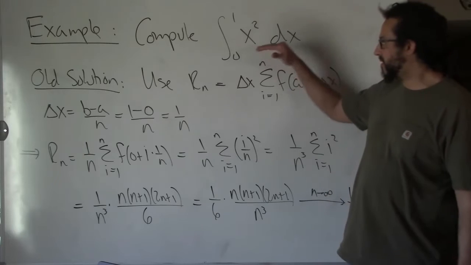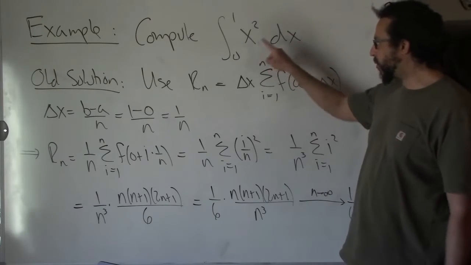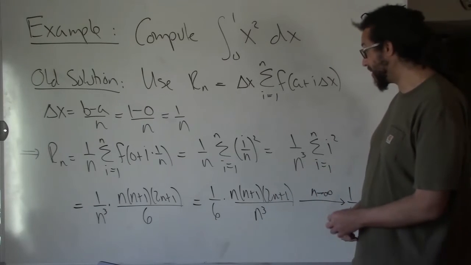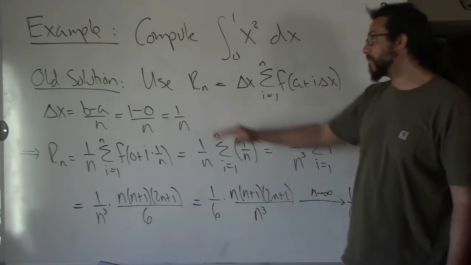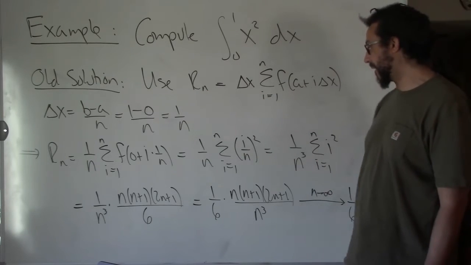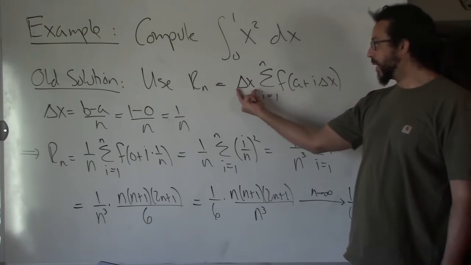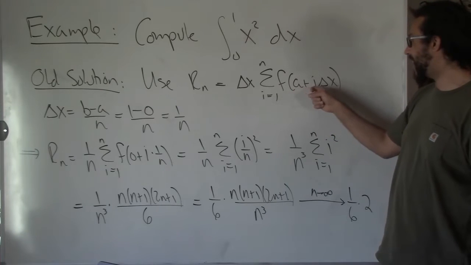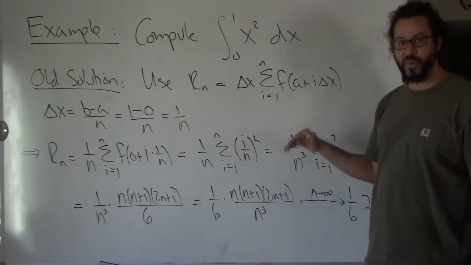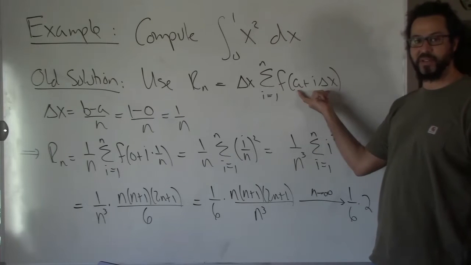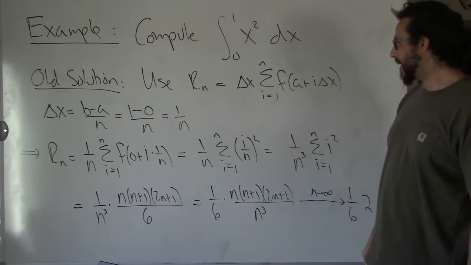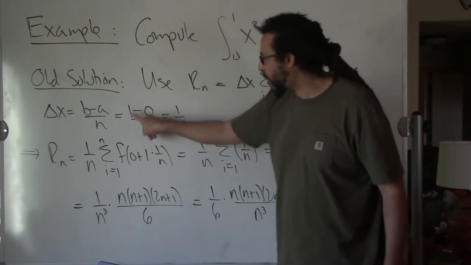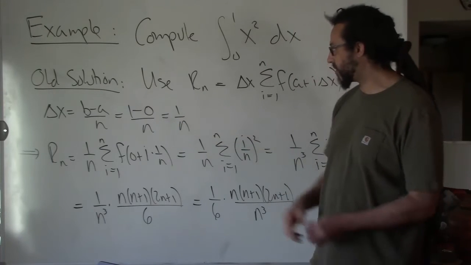All right, let's compute this definite integral from 0 to 1 of x squared dx using the old method. That way we'll get a great appreciation for the new method. So we'll use right endpoint approximations using n rectangles. So remember what that is. The width is delta x, the width of each rectangle, and then f of a plus i delta x gives us the height of each rectangle using the right endpoint of each subinterval. So in this case, delta x is always b minus a over n, so in this case it's 1 minus 0 over n, which is just 1 over n.